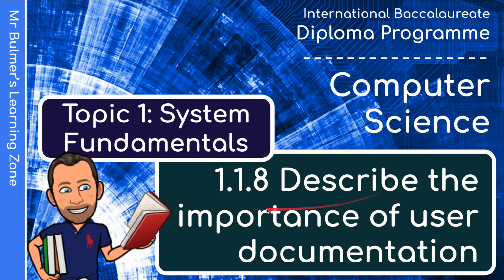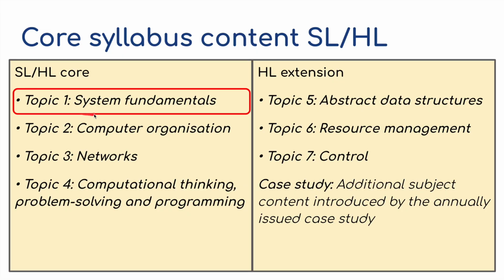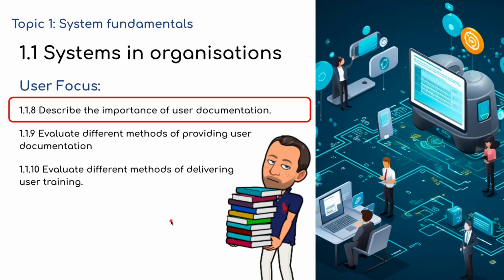We're now going to be describing the importance of user documentation, and this is for the IB Diploma Programme in Computer Science. As you can see here, we're still on Topic 1 out of 4 for the core syllabus. But we have moved on. The first 7 videos covered systems in organizations, now we're moving on to user focus, and we have 3 videos. This one is 1.1.8, describe the importance of user documentation.